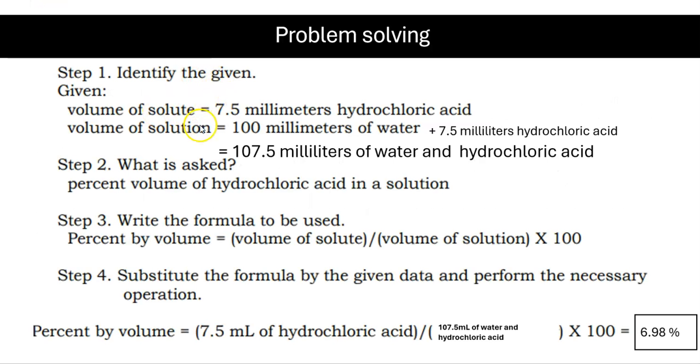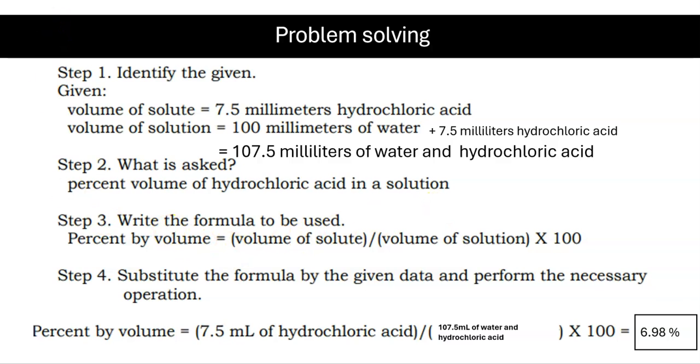Again, step 1, identify the given. So the volume of solute is 7.5 milliliters of hydrochloric acid. Then for the volume of solution, let's add the 100 milliliters of water and the 7.5 milliliters of hydrochloric acid, having the volume of solution 107.5 milliliters. So what is asked in the problem? It's the percent volume of hydrochloric acid in the solution.